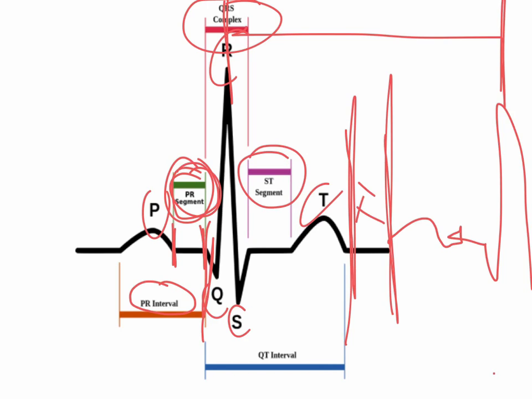This is the TP segment. And I didn't draw this to size or scale or anything, but this basically is the most variable portion of your EKG, and it gets adjusted and changed depending on the rate of the heart.